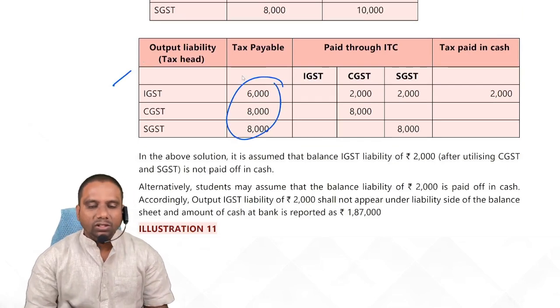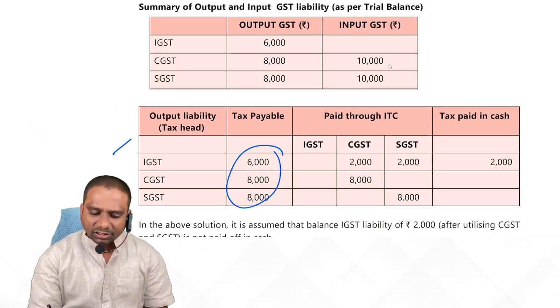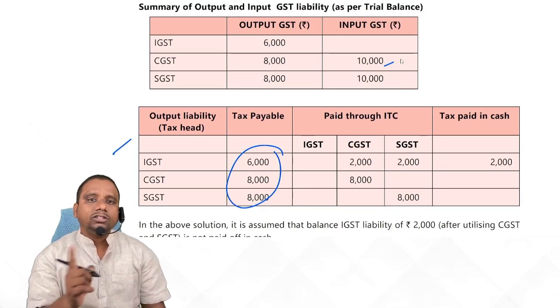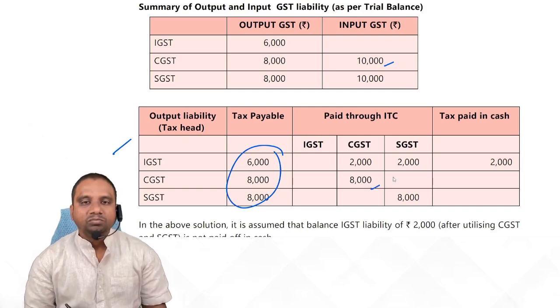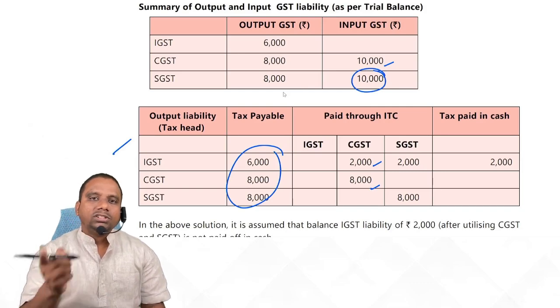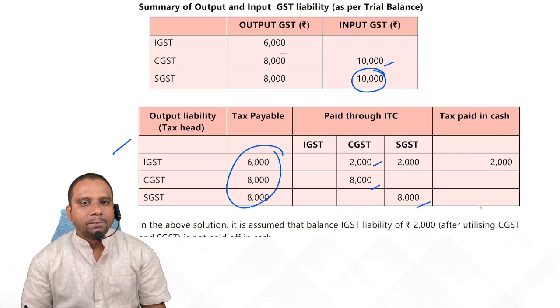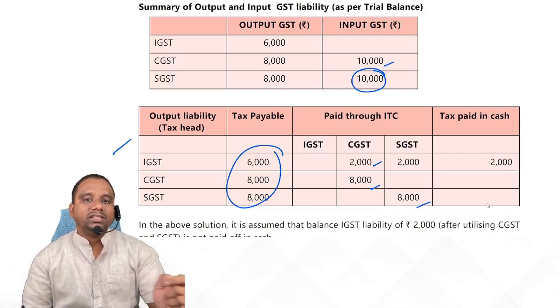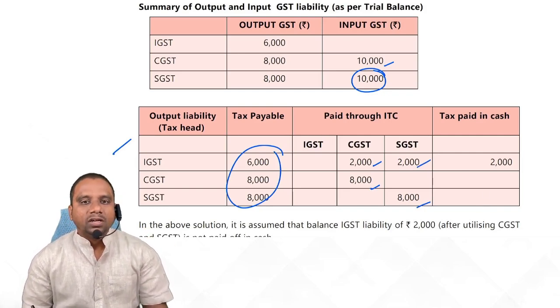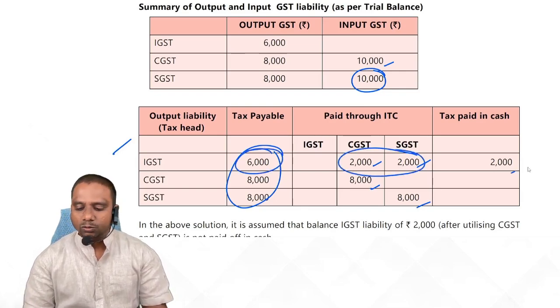See, this is the output liability, whereas input CGST we have is 10,000. Out of 10,000, first adjust 8,000 rupees. How much remaining amount do we have? 2,000. That can be adjusted against IGST. Next, SGST we have 10,000. How much output SGST do we have? 8,000. First adjust against this. Remaining we have 2,000. That can be adjusted against IGST. So total IGST payable is 6,000. Adjusted 4,000. Remaining 2,000 payable.